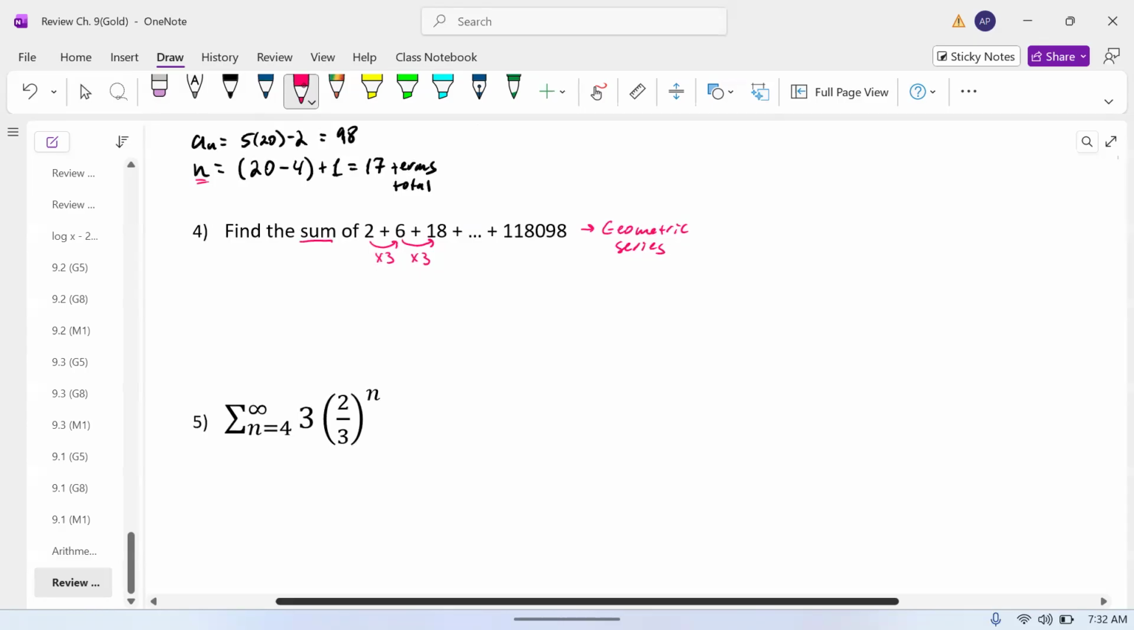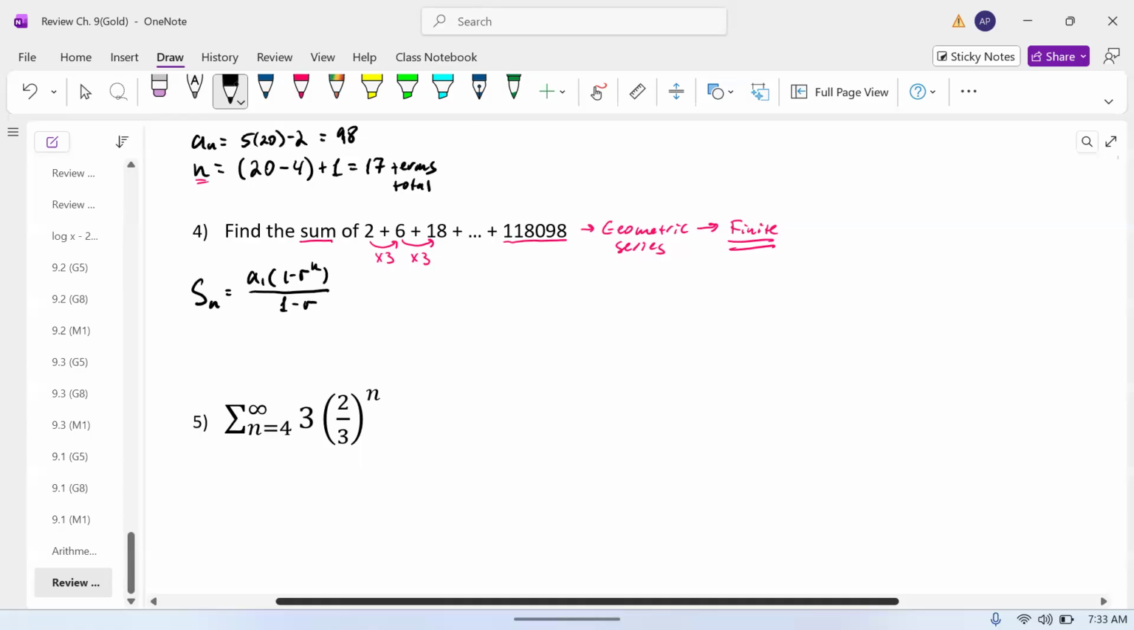Now, remember, if it's a geometric series, we also have to be careful, and we need to determine: is it finite or infinite? Well, in this case, we stop at this big number, 118,098. Therefore, it is a finite geometric series. And if it's a finite geometric series, we're using this formula right here: a sub 1 times 1 minus r to the power n, divided by 1 minus r.